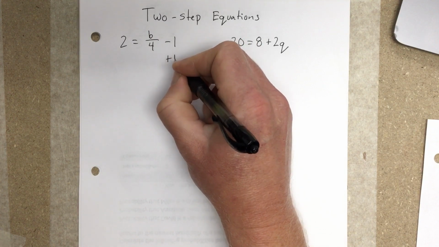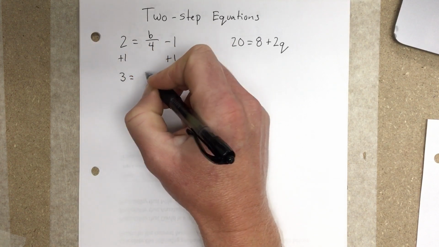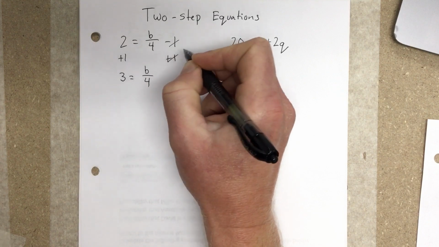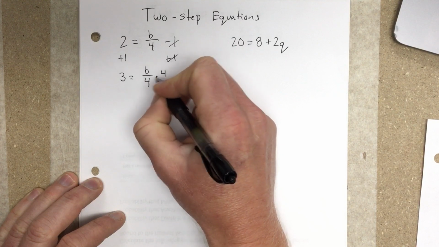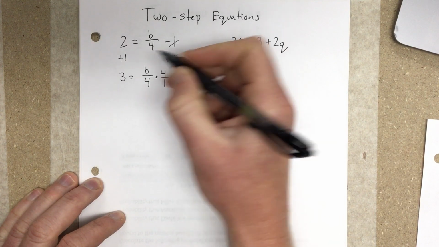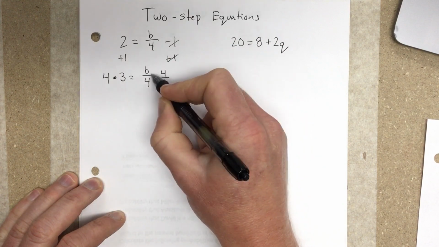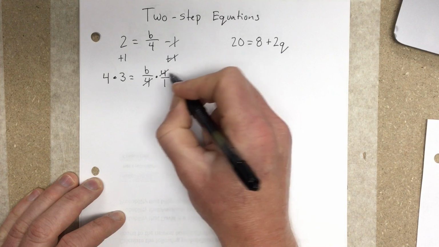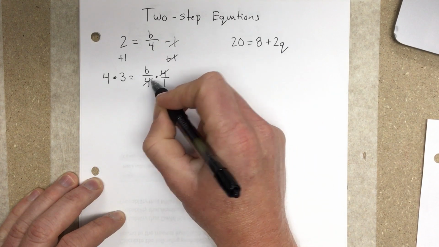So I'll add 1 to each side. I get 3 equals b over 4. Negative 1 and the positive 1 cancel. Now I need to multiply by 4 because I'm dividing by 4 here. So I multiply by 4 over 1, and I multiply this side by 4. I used 4 over 1 because b over 4 is a fraction. I can cross cancel because I have 4 in the numerator and the denominator. So that will divide out to be 1.